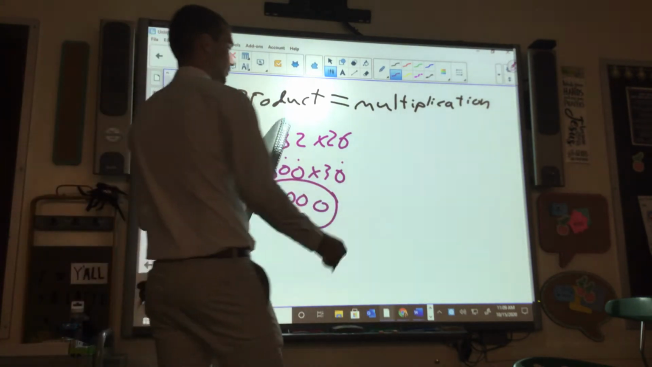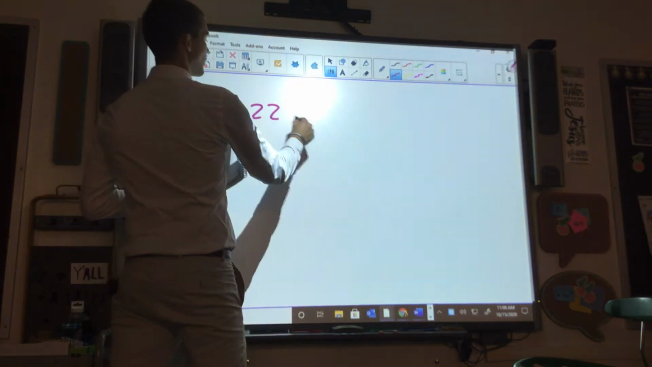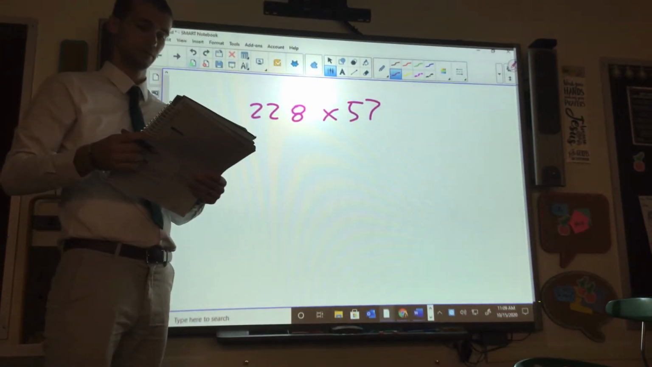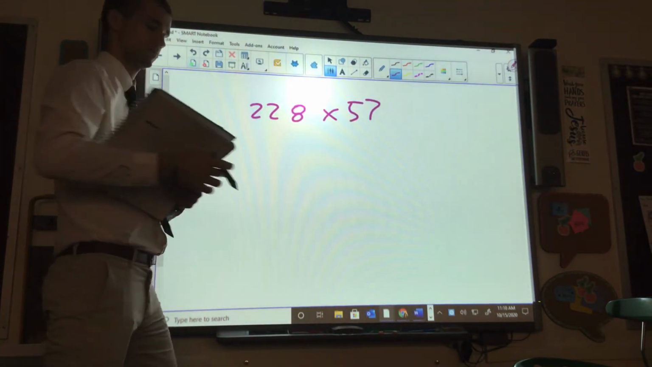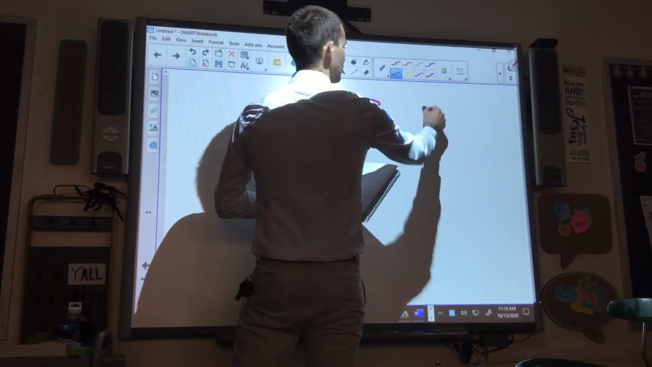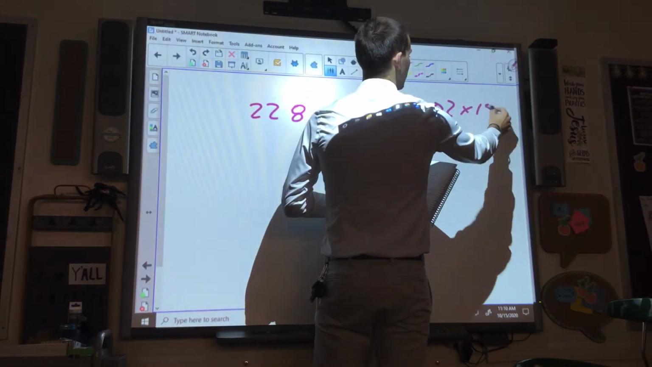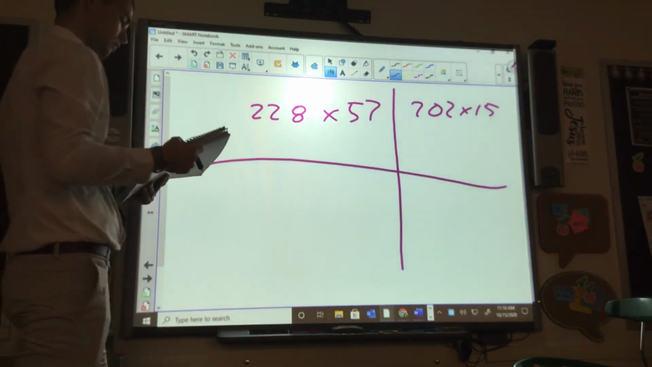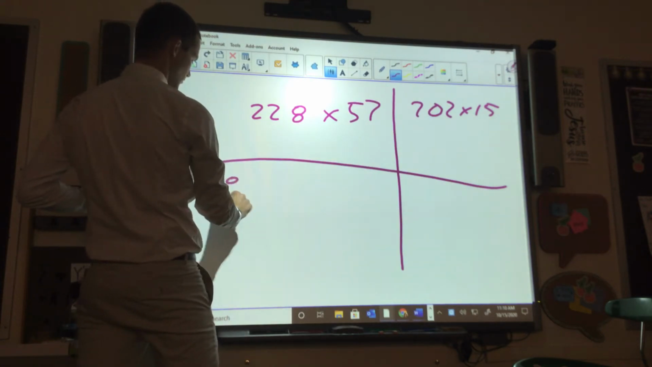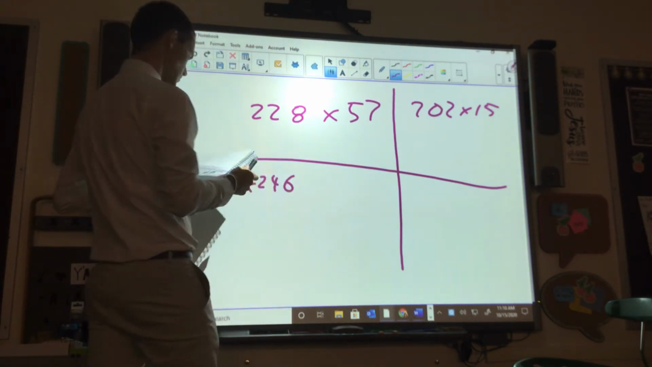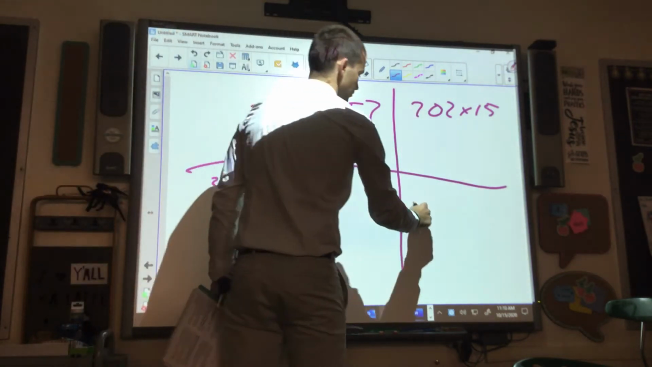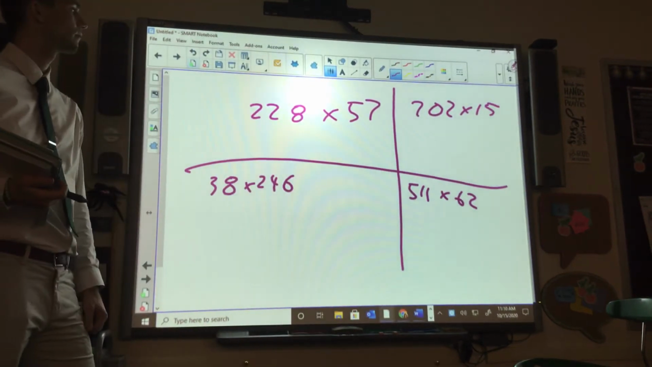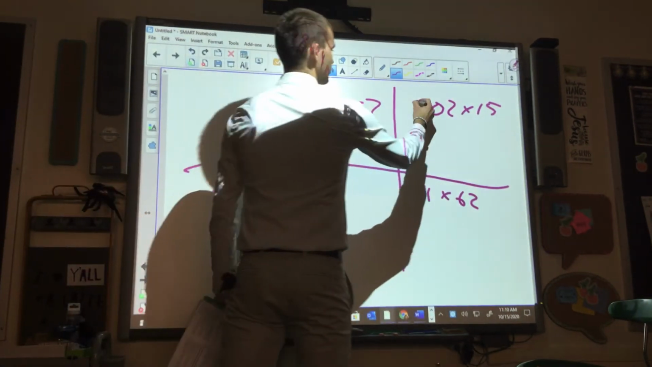Another example, if I have 228 times 57, and then 702 times 15, and then 38 times 246, and 511 times 62. This is supposed to be 702.